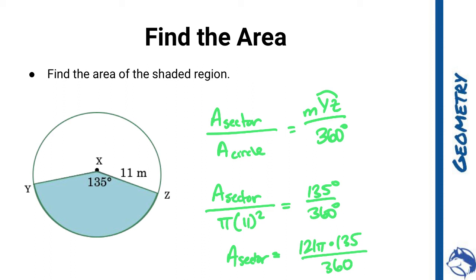And so I'm going to leave it in terms of pi here. So 121 times 135 divided by 360, and I get that this is equal to 45 pi. And then don't forget our units, it is meters squared.